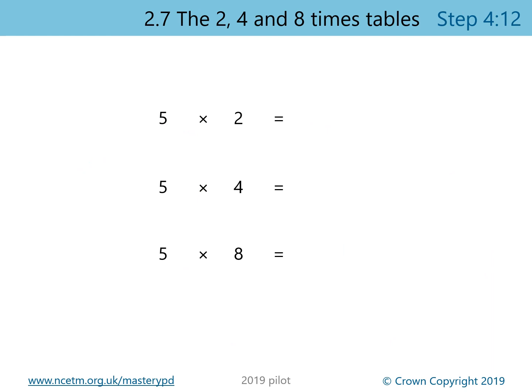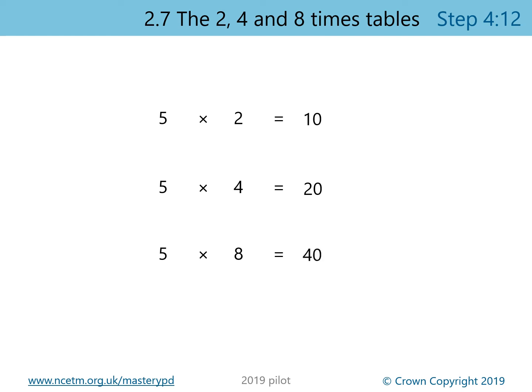So finally, boys and girls, we're just going to have a look at how the 2, 4 and 8 times table all connect. So it's given us the example of 5 times 2, 5 times 4 and 5 times 8. So 5 times 2 is of course 10, 5 times 4 is 20 and 5 times 8 is 40.